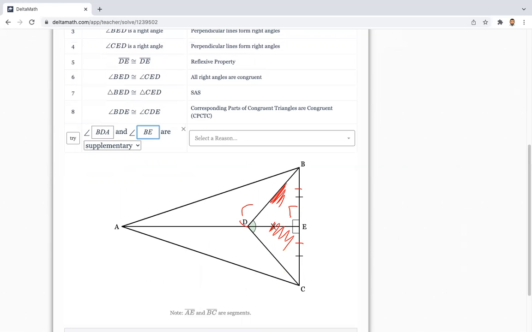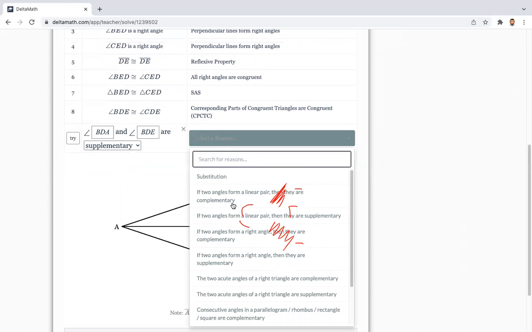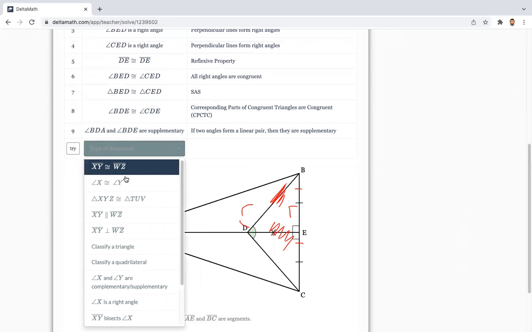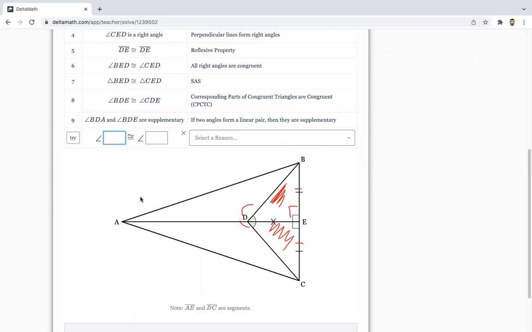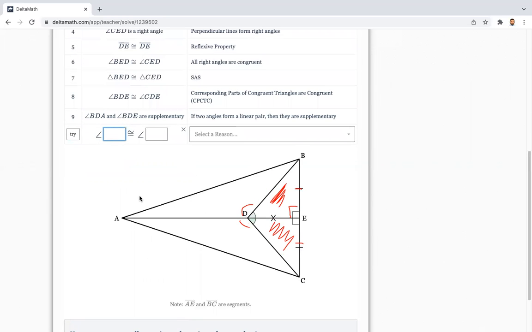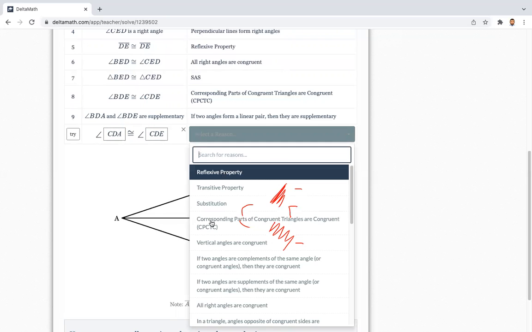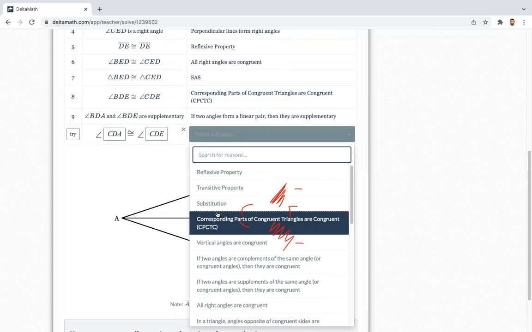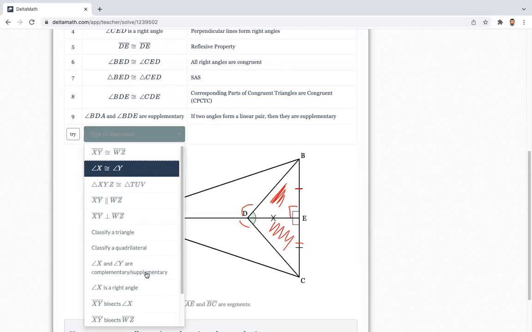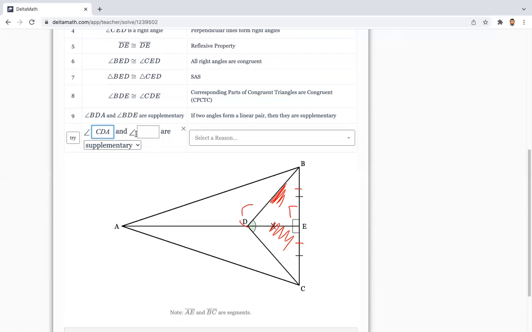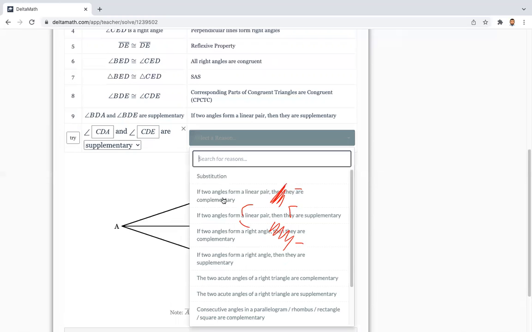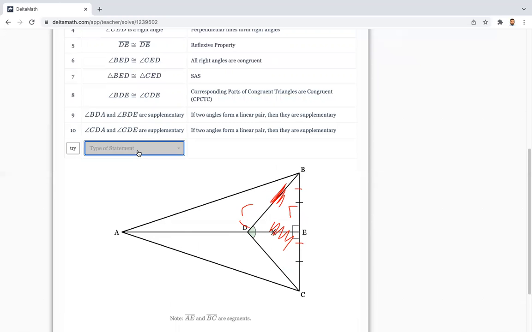I know that BDA and BDE are supplementary because they are linear pairs. Okay, there we go. I can say the same for CDA and CDE. And we will say what is our reason? Linear pairs. What am I doing? Losing focus. Okay. CDA and CDE are supplementary, reason being linear pairs. And that must mean that angle BDA is congruent to CDA by transitive property.